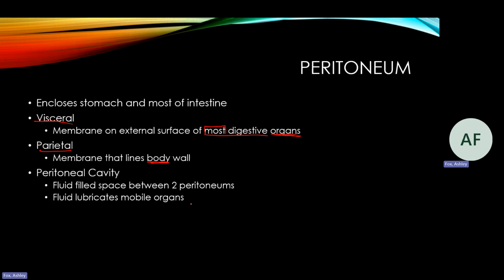And this is going to have serosal fluid. So it's going to have clear fluid that is going to lubricate. So we've seen this in the past too. Anytime we have moving organs, whether it's the heart, the lungs, or the digestive organs, then we're going to have some fluid to lubricate so there's no friction, and that can cause inflammation.